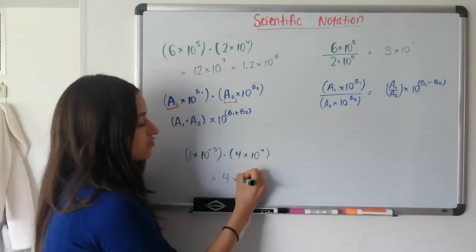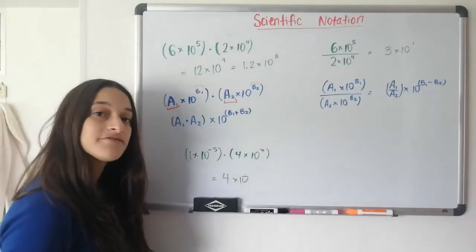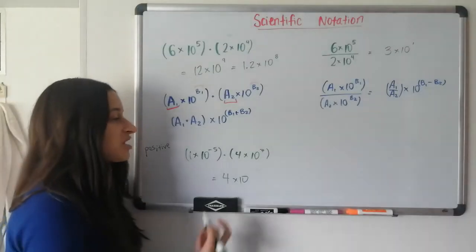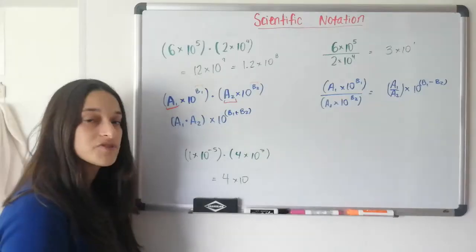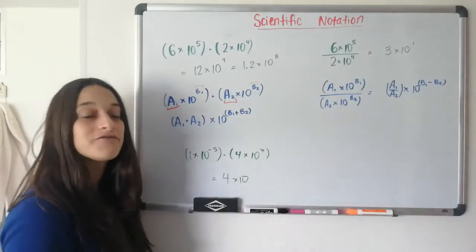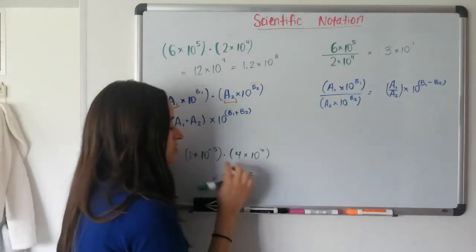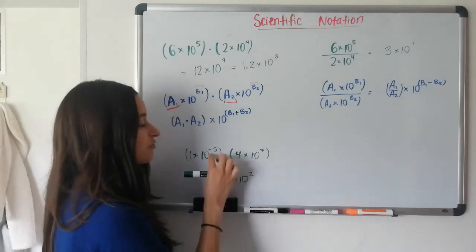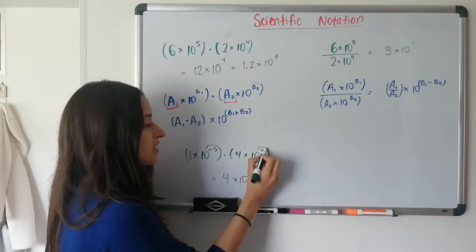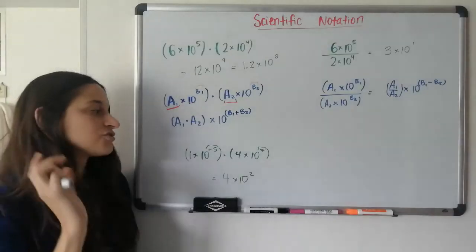And times 10 to the, because we're multiplying, we add the exponents. Minus 5 plus 7 is the same as subtracting 5 from 7, so we will actually get positive 2. So it doesn't matter if it's a negative number or a positive number, you just add the whole exponent. So negative 5 and 7 will give us 2. So that will be our answer, and we don't have to do anything else.